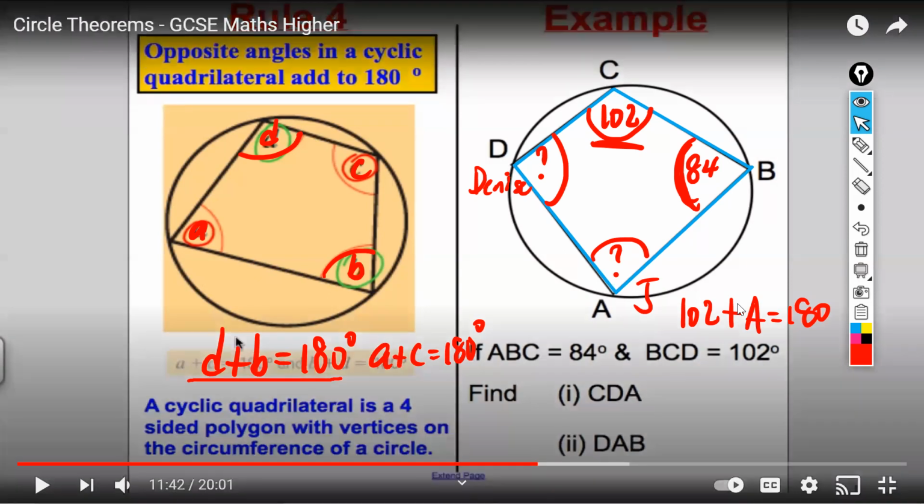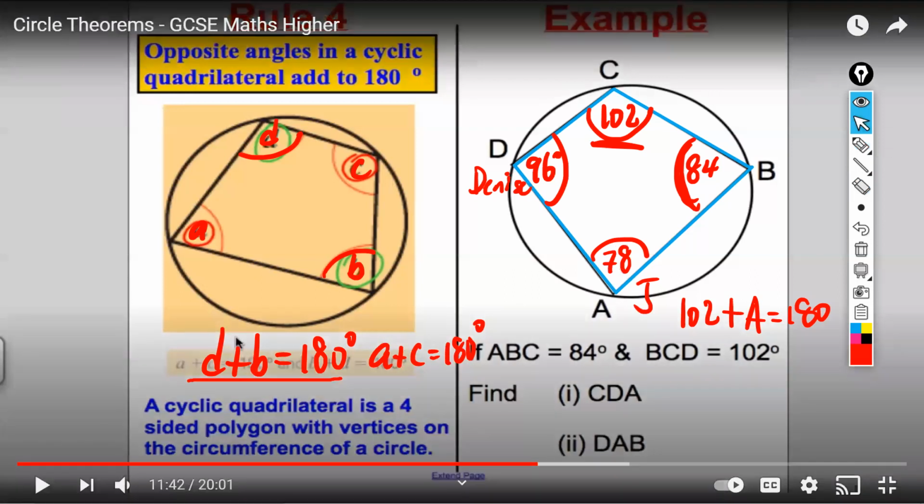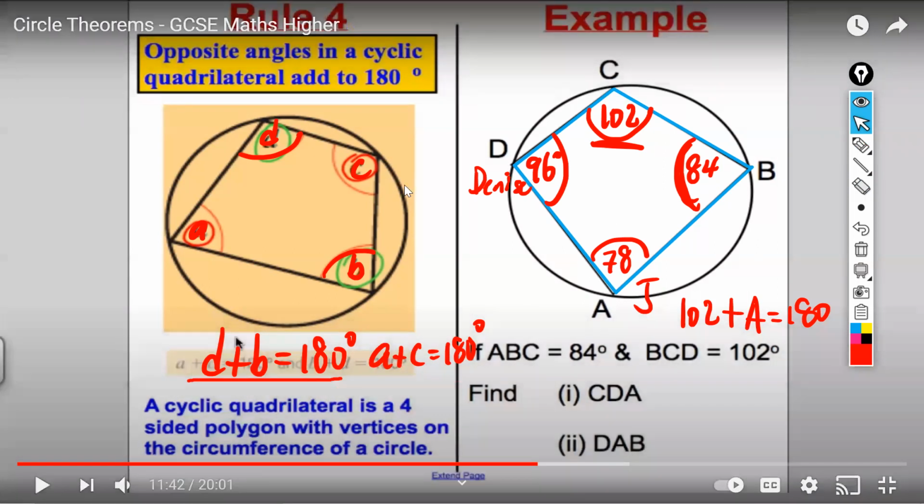Okay, 78. Yes, it would definitely be 78, guys. So here would be 78, and here would be 96. Am I right, Denise? Make sense? Shireen says 78. All right. 78. All right, cool. So guys, is it making sense?